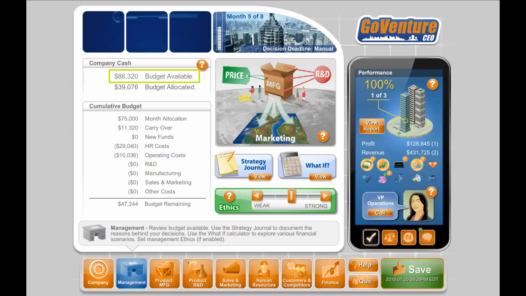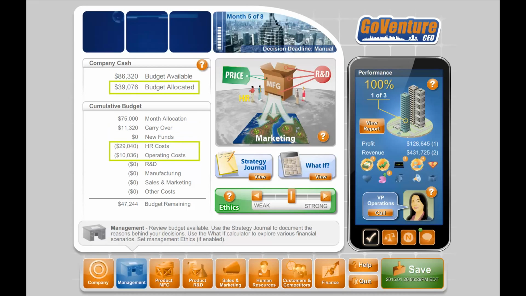Here, you can see that the budget is $86,320. This is actually the sum of three numbers. A monthly allocation of $75,000, which is an amount all players of the simulation get each month. Plus, $11,320 that has been carried forward from the last period. Plus, new funds, which is capital you may be able to raise through equity or debt financing. We will talk more about new funds later.